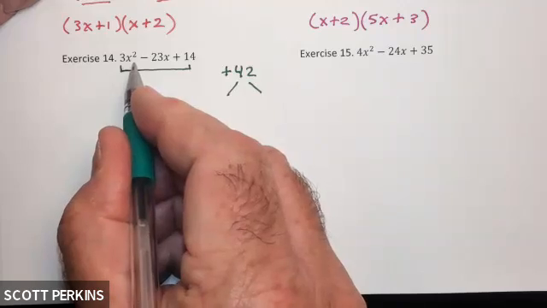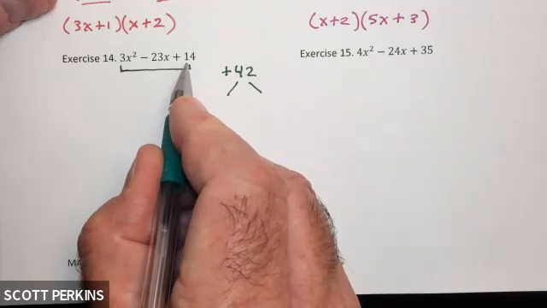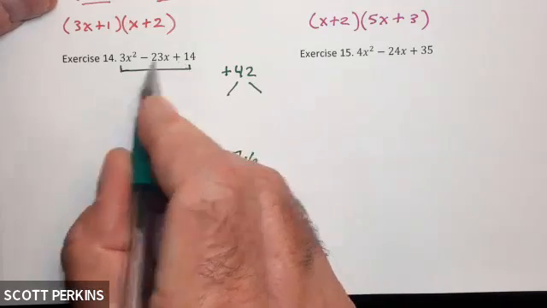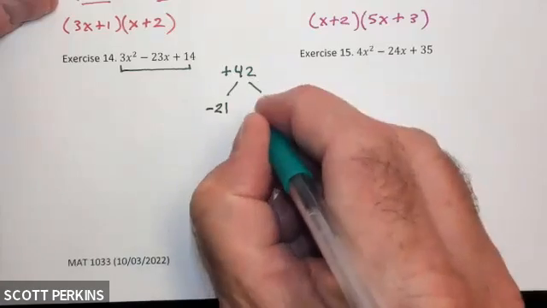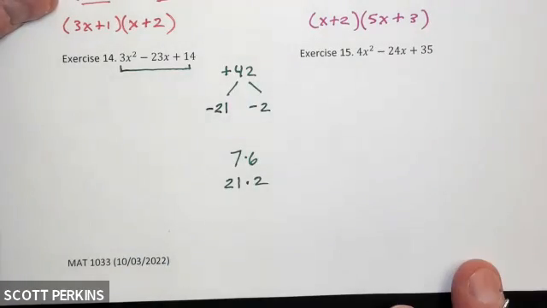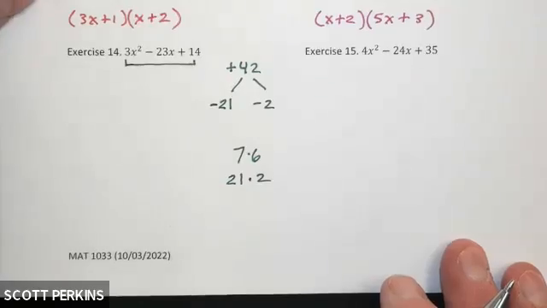It's the same thought process we did on all the other problems. I've got the plus 14. That tells me the signs have to be the same. The 23 tells me they both have to be negative. So negative 21 and negative 2, or negative 2 and negative 21. The order there is immaterial. So now let's go ahead and group this, and then I'll give you some more time for the next problem.